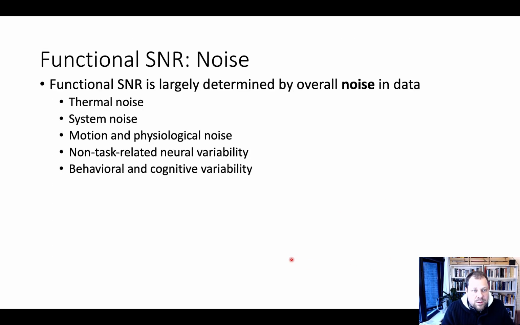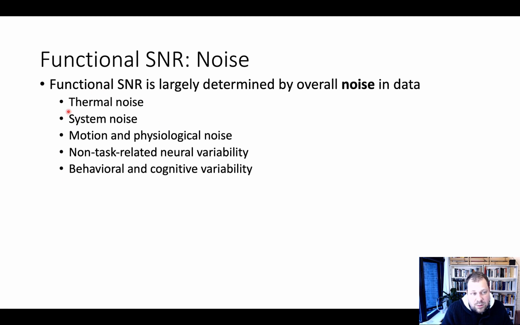Okay, let's go back to functional SNR, specifically the topic of noise. So obviously one goal that we have is to decrease this noise, right? Because noise decreases functional SNR, which decreases our ability to detect statistically significant results. And therefore we might get false negatives in this case. And we do not want this. We want true positives.